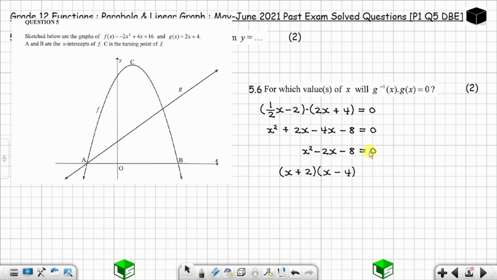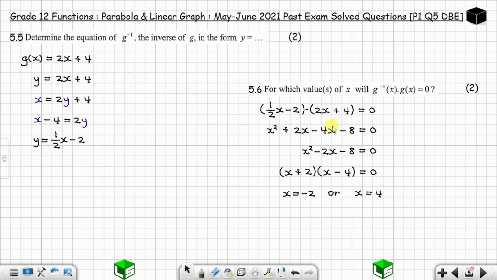So this is equal to 0, and x is equal to -2 when you solve, or x is equal to 4, right? So for which values of x will the inverse of g of x times g of x equal 0? For x equal to -2 and x equal to 4. So when x is equal to -2 or x is equal to 4, this is going to be equal to 0. Okay, we have solved question 5.6. Let's move on to the next question. I think it's the last question. Let's do it on the next slide.